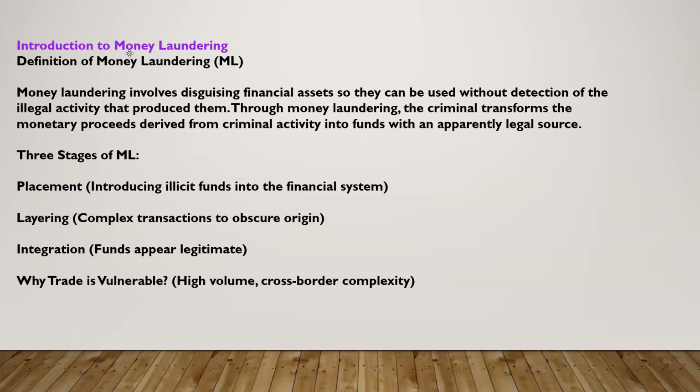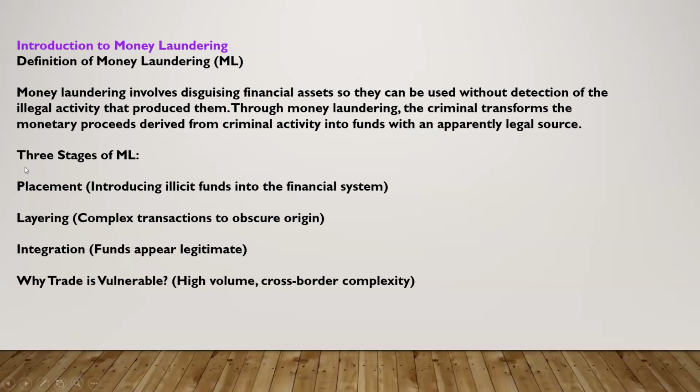So first, introduction to money laundering. Money laundering involves disguising financial assets so that they can be used without detection of the illegal activity that produced them. Through money laundering, the criminal transforms the monetary proceeds derived from criminal activity into funds with an apparently legal source. All of you would know what money laundering means: it is the process of making illegal money legal.